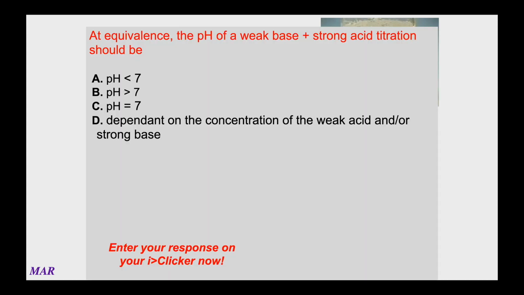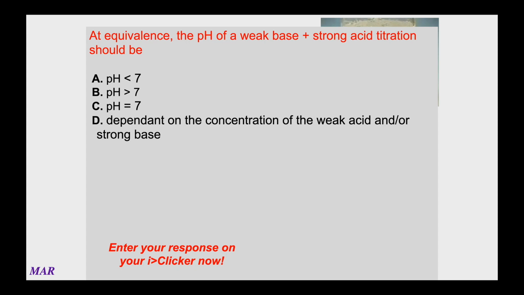At equivalence, the pH of a weak base plus strong acid titration should be... Okay, this question is similar to what we did earlier with the weak acid plus strong base. Remember that if you're at equivalence, the moles are equal. So moles of strong acid equal moles of weak base. That means they've all wiped each other out. Strong acids and strong bases don't play well with others.